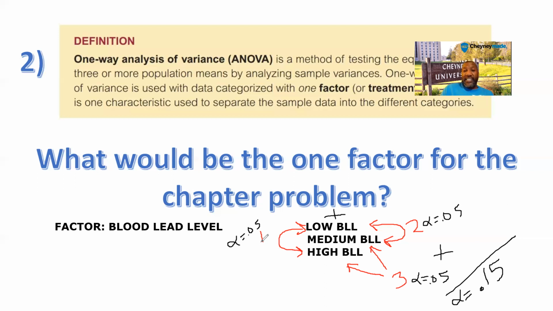if we were to do a t-test, right? This is imagining we're doing a t-test. That t-test would have an alpha of 0.05. And then if we did a t-test of low and medium, it would have an alpha of 0.05. And if we did a t-test of medium and high, they each would have an alpha of 0.05. So if we did 3 different t-tests, each with an alpha of 0.05, even though each test has 0.05, right?